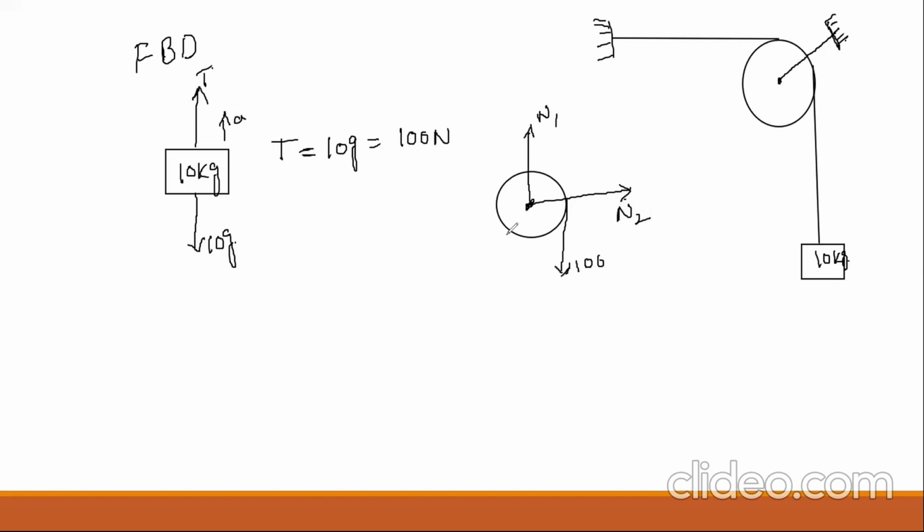Next, you take this one, this becomes the resultant, no? So this is 100. So this will be the resultant. Now you take this one as N1, N2 and 100. If you take this as X and Y.